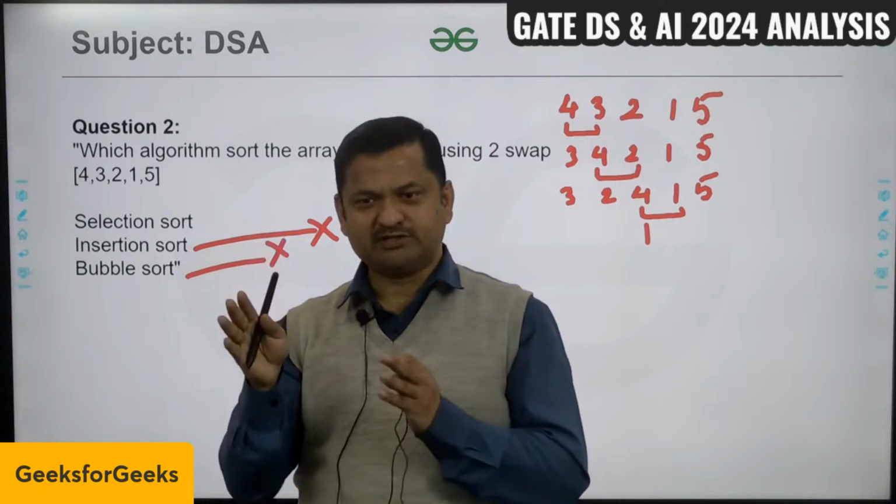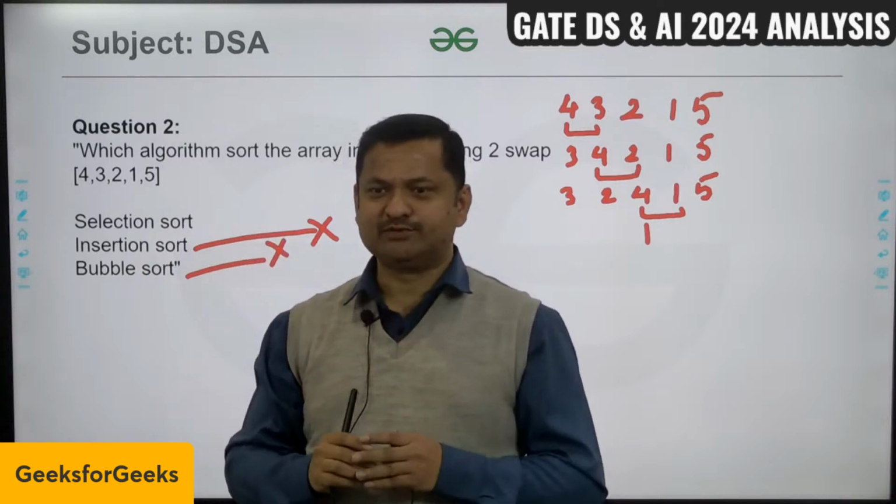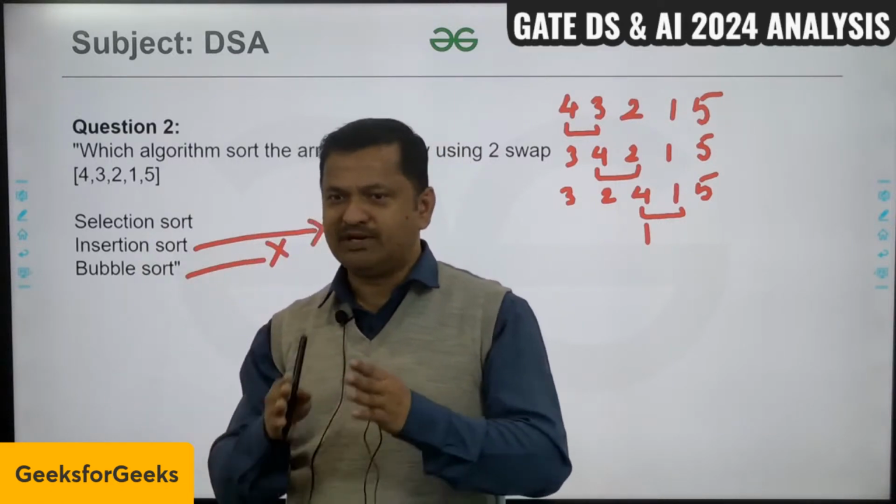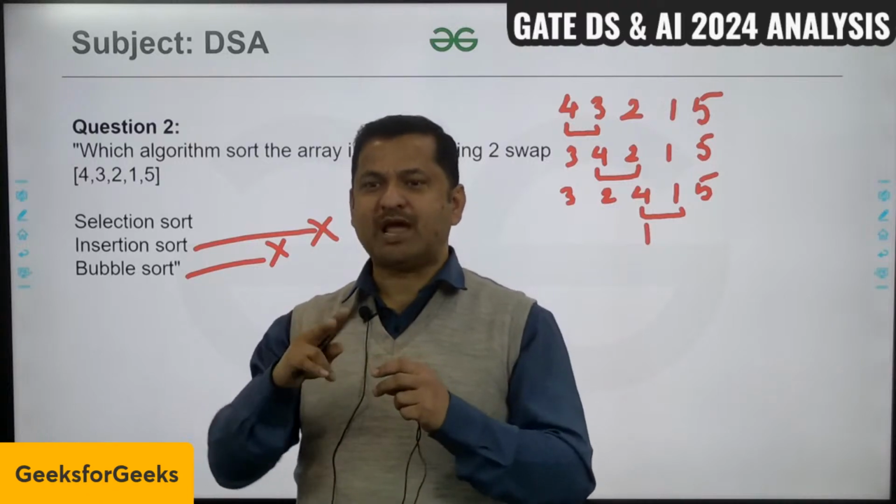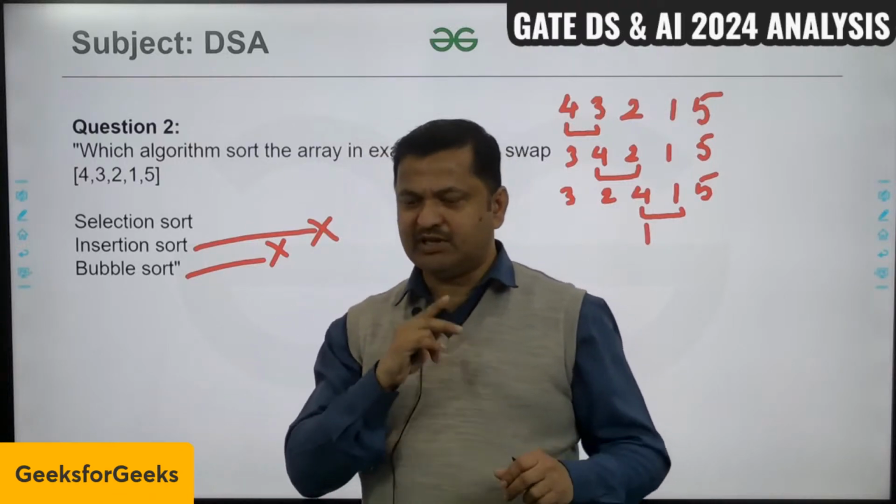All right, so first the minimum element is placed at the first position, then we have to find the second minimum and place it in the second position. So we'll swap accordingly, this positional swap will be there.